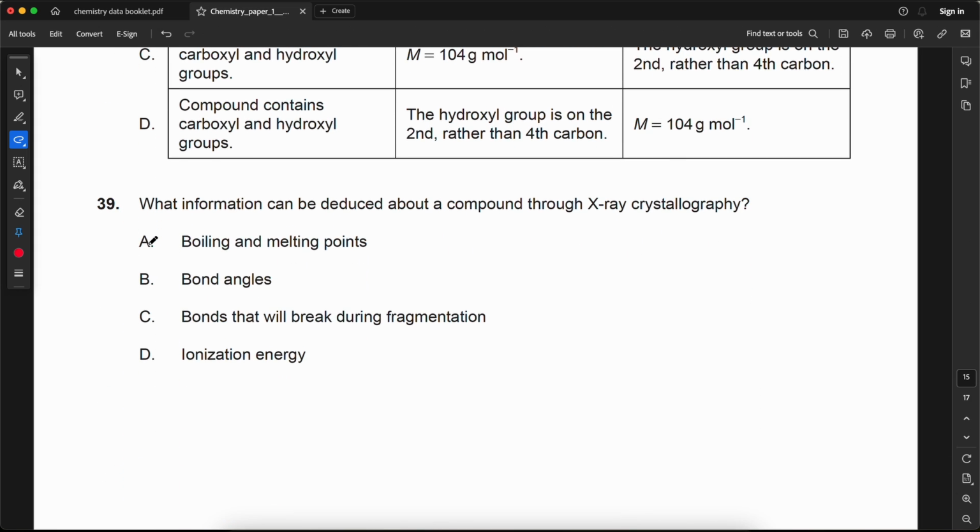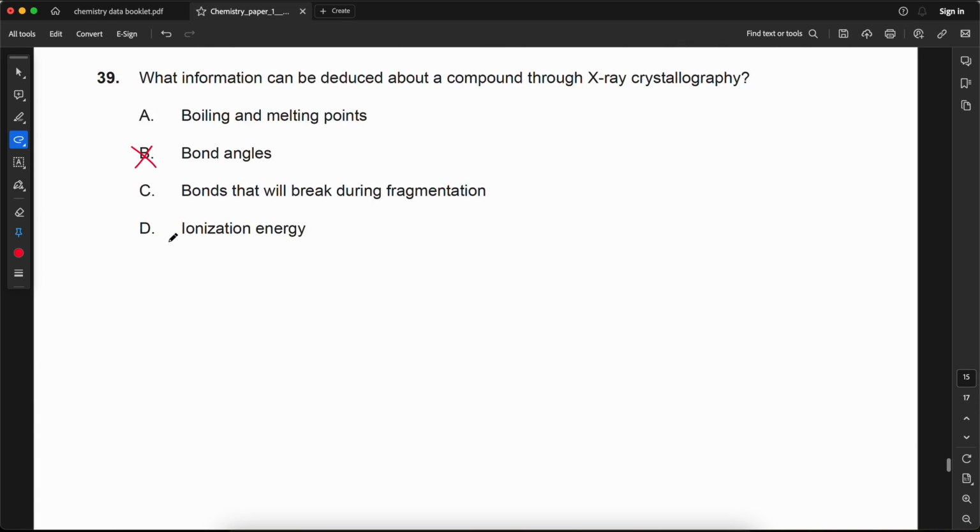What information can be deduced about a compound through X-ray crystallography? X-ray crystallography can determine the bond angle through the crystal structure, to work out the distance between atoms. So it can predict the bond angle.